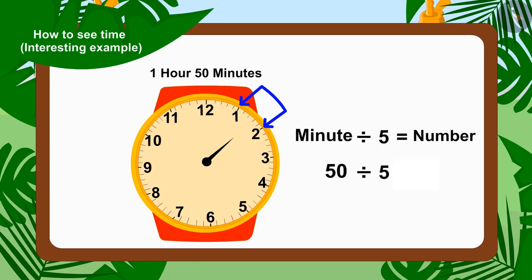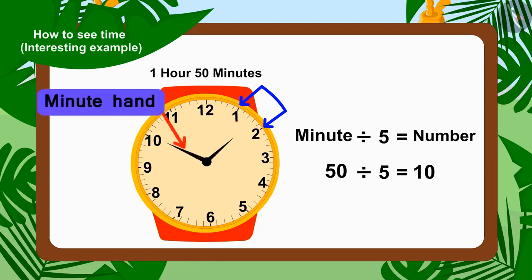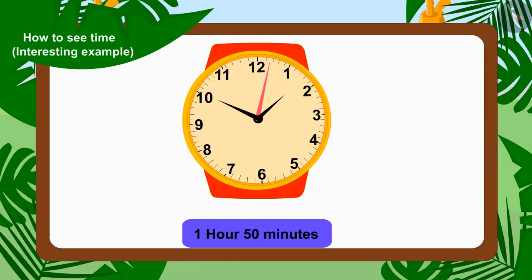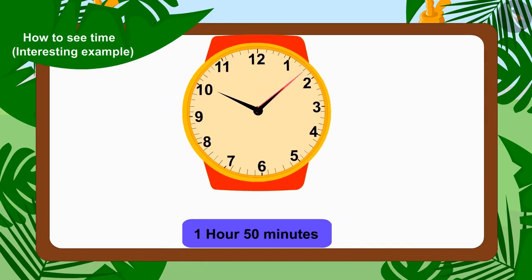So, 50 is divided by 5. How many does that make? Exactly. 10. Therefore, the minute needle will be on the number 10. In this way, we can show 1 hour 50 minutes.